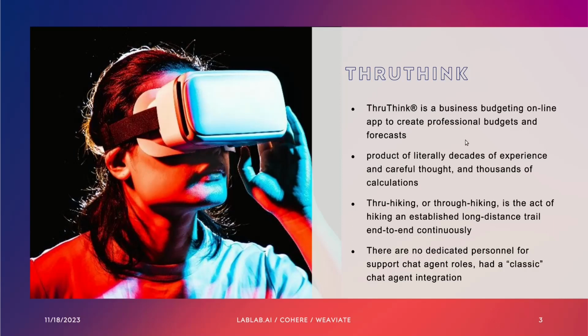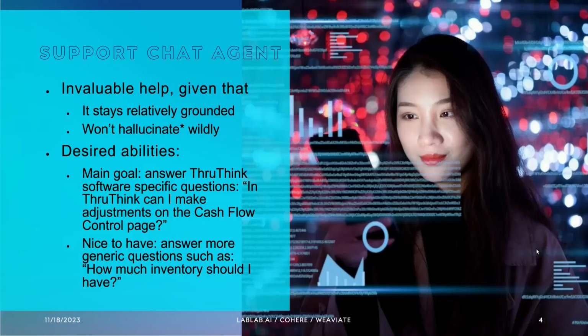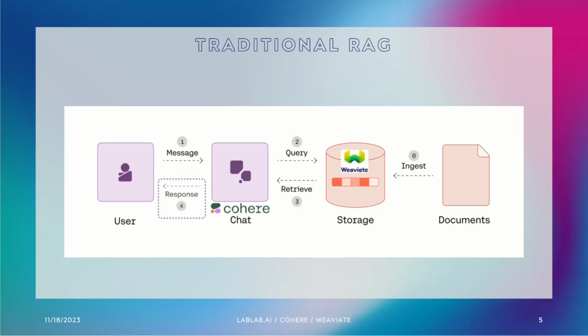Throttling is a business projection budgeting software, and we don't have personnel for customer support, so this would be super valuable if it doesn't hallucinate too much or gives proper answers. And preferably, I don't want the model or the technology to be grounded only to our data set. It would be great if it can answer generic domain-related questions as well, which are not in our help documentation. Here's the regular retrieval augmented generation.